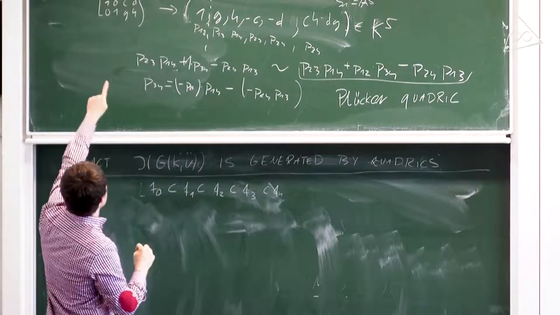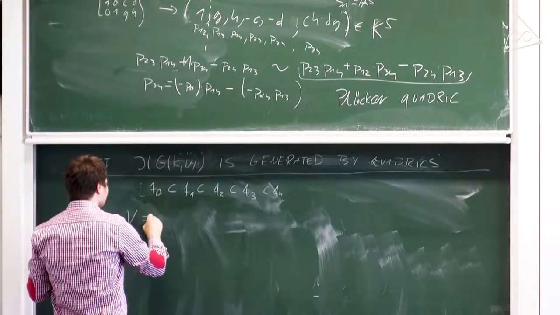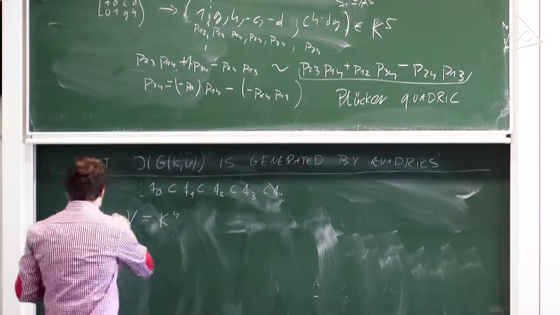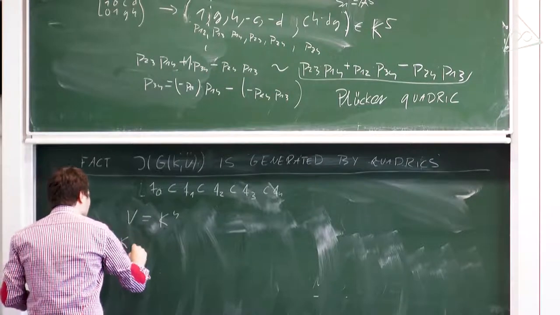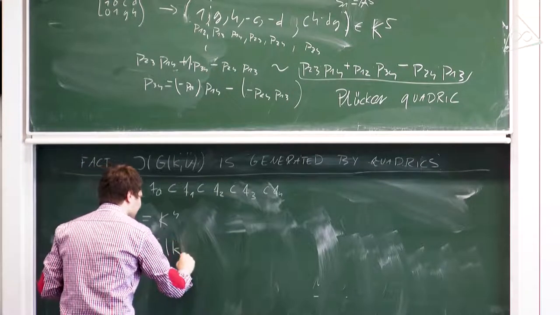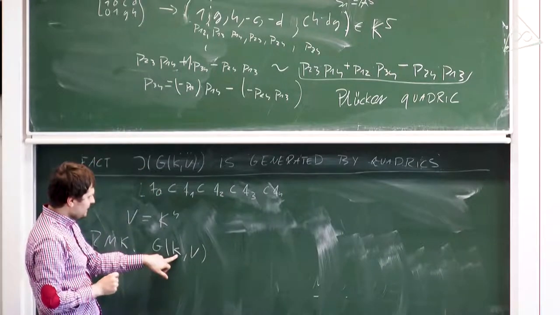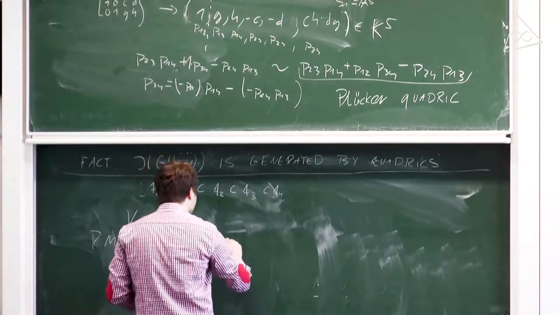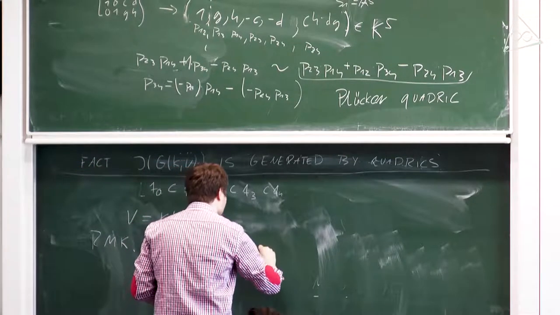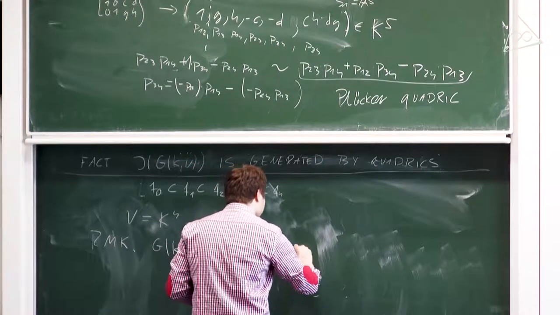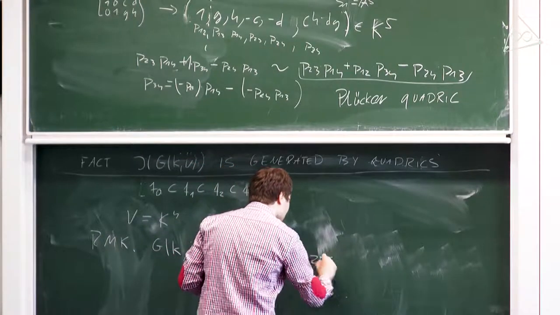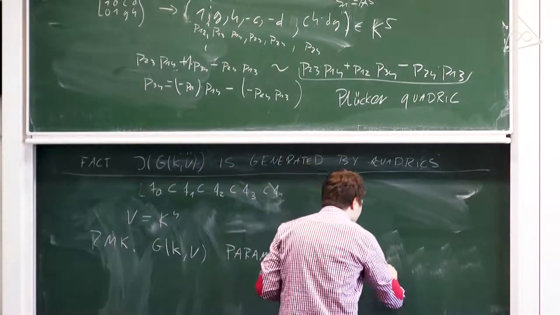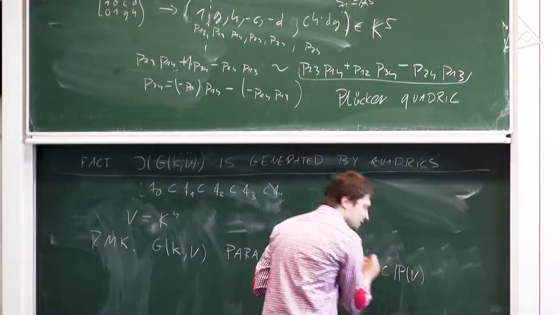Okay, one comment. We will be dealing with V, it's four dimensional, so this is k to the 4. But that's a remark. We said that the Grassmannian GkV parameterizes k-dimensional linear subspaces of V. But equivalently, it parameterizes k minus 1 dimensional projective subspaces in the projectivization of V.